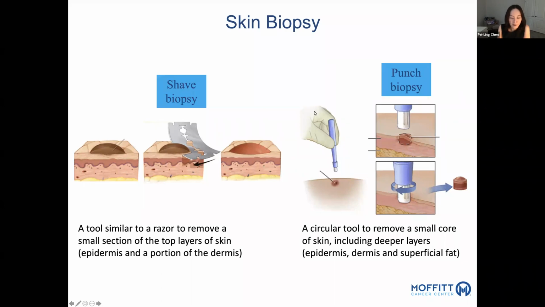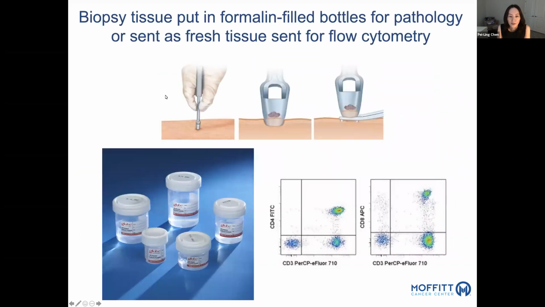So for patients with MF, they will get a shave biopsy for the patch or plaque lesions and a punch biopsy if it's a tumor or something that involves deeper skin. So what happens to these biopsies after they're taken? Here we're looking at the tissue taken out by punch biopsy. To examine the histopathology, we usually put them in these formalin bottles and send them to pathology for tissue processing. This is one way for FFPE, so we can generate slides for histologic diagnosis.